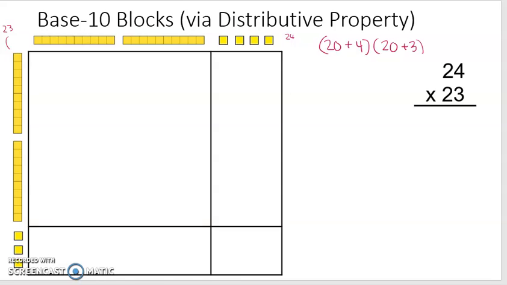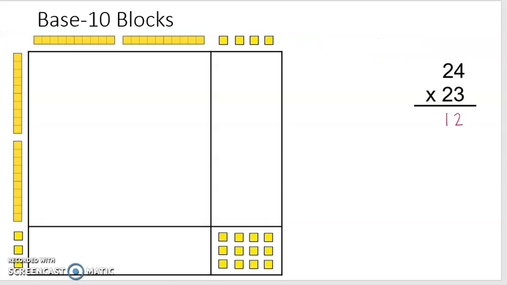We've got 3 ones on the left-hand side, 4 ones on the top. So I've got 3 sets of 4. That's why you fill in essentially 3 lines of 4 units. And on this algorithm, which is called the intermediate algorithm, that would be 12. So 3 times 4 is 12.